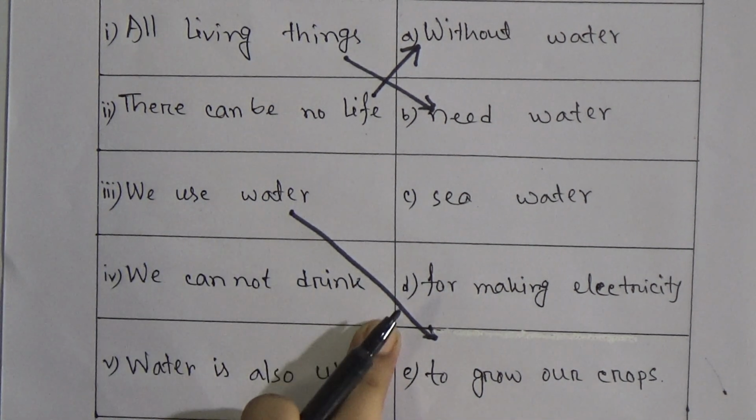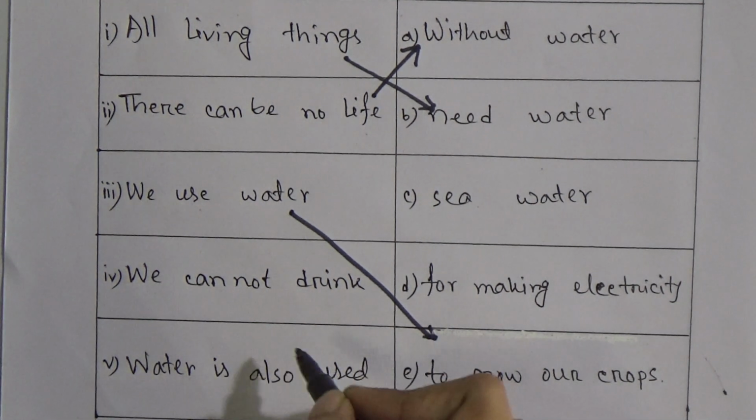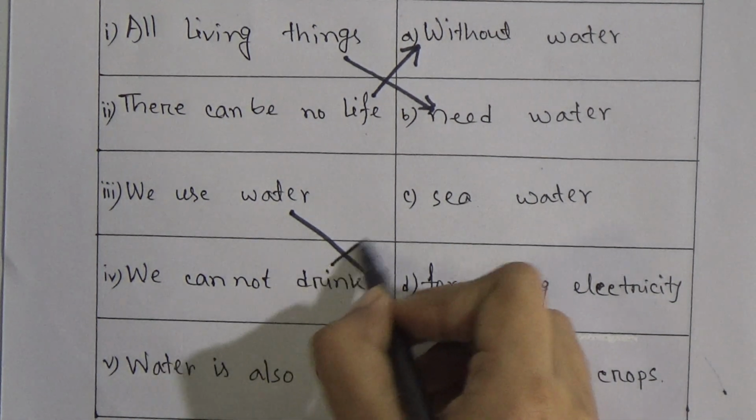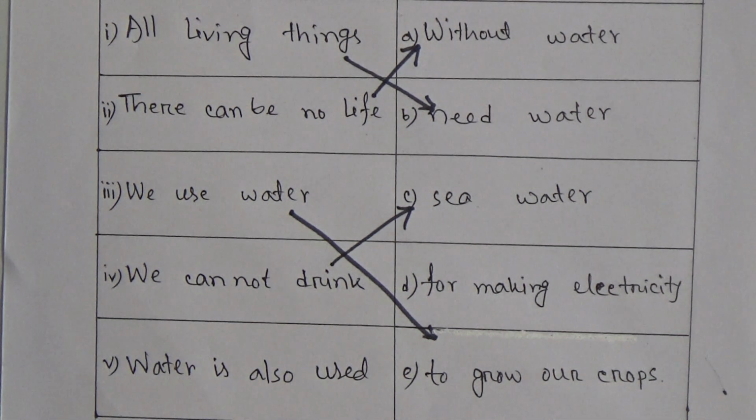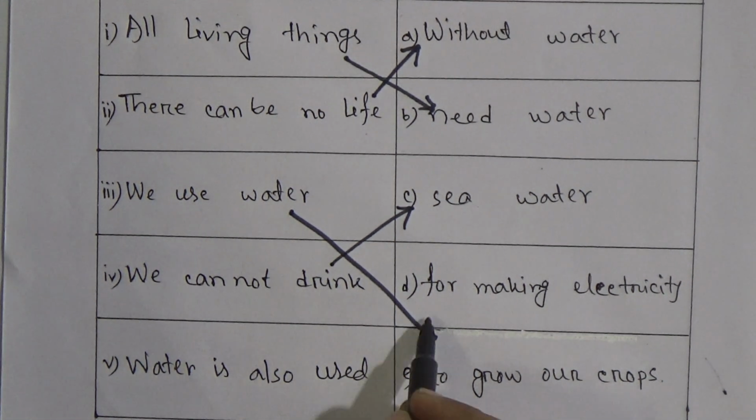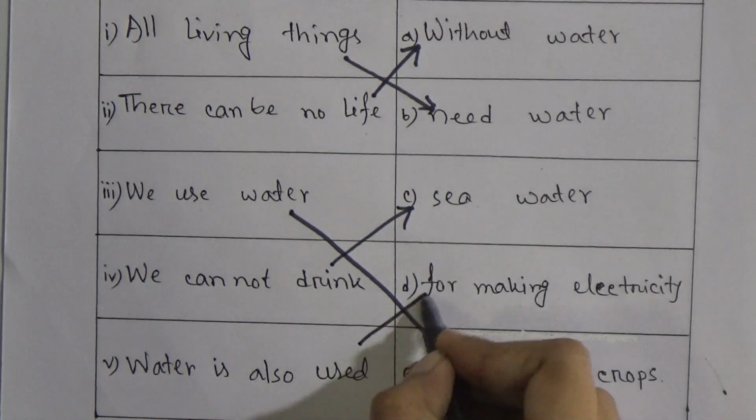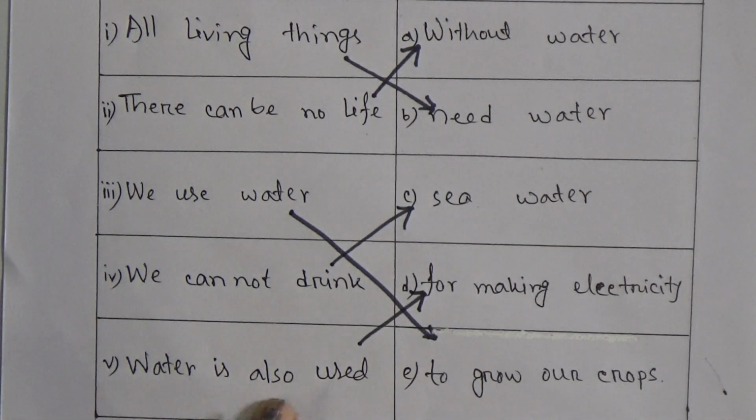Number 4, what type of water can we not drink? We cannot drink the sea water, because that water is salty. And number 5, water is also used for making electricity. This is the rest one, so we will match with that. Water is also used for making electricity.